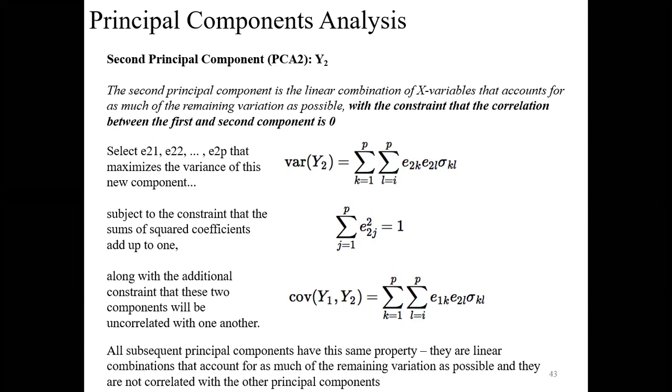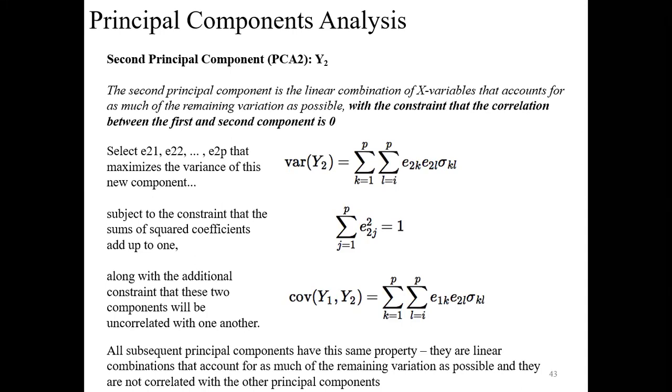For the second principal component, we're going to come up with a linear combination, using those coefficients, that accounts for as much of the remaining variation between variables as possible, as long as the correlation between the first and the second component is 0. And then all subsequent principal components will have the same property. They're linear combinations that account for as much of the remaining variance as possible, and they're not correlated with any of the other principal components.